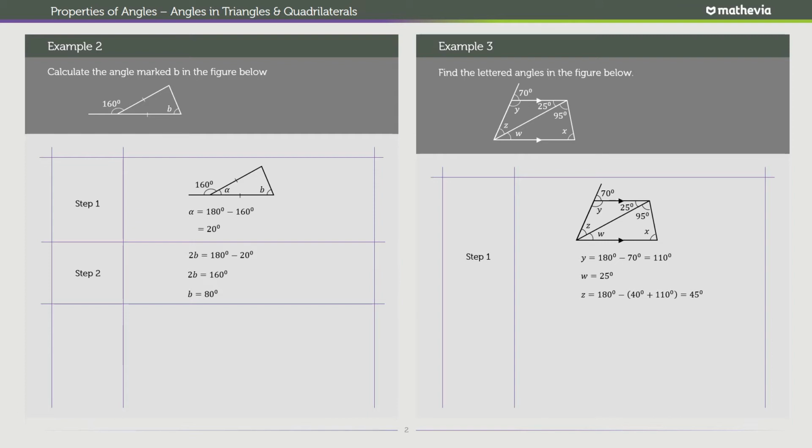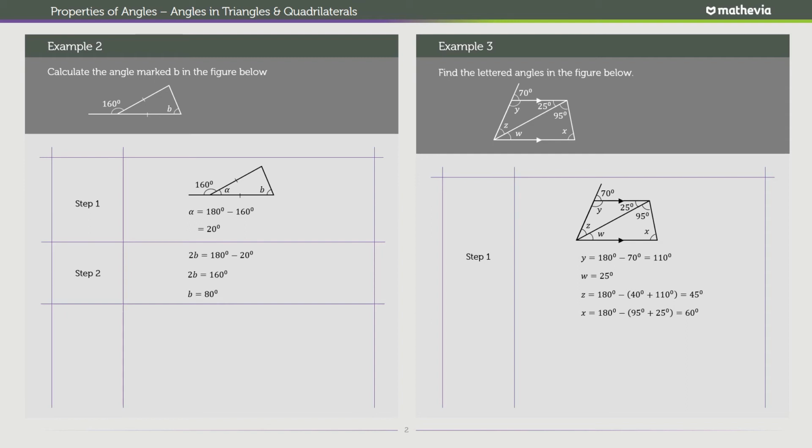Now look at z. We have that z, y and 25 degrees are angles in a triangle. For that reason, z will equal 180 minus the sum of y and 25. And we already found that y is 110. So we just say 180 degrees minus 110 plus 25, and we do end up with 45 degrees. And then we have finally x. We already did y, w, and z.